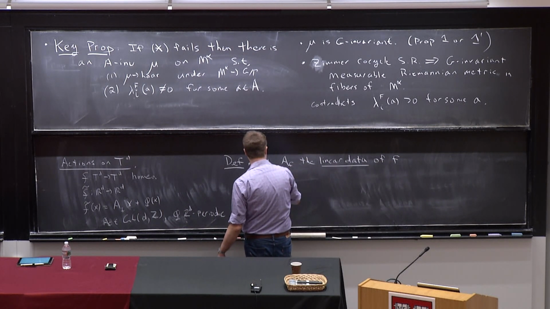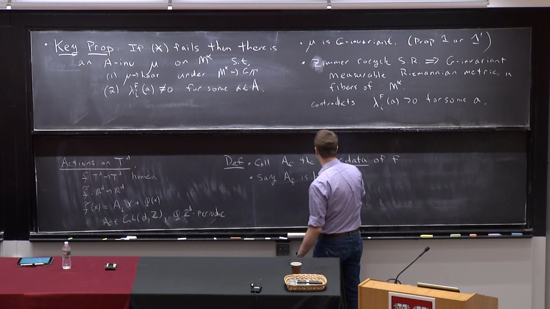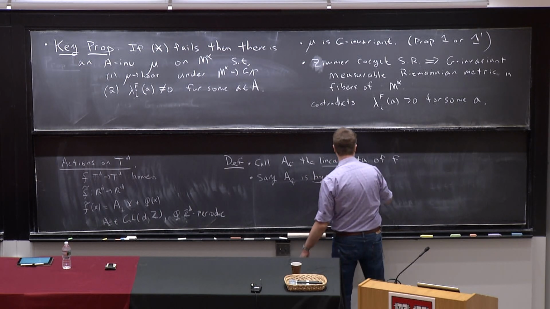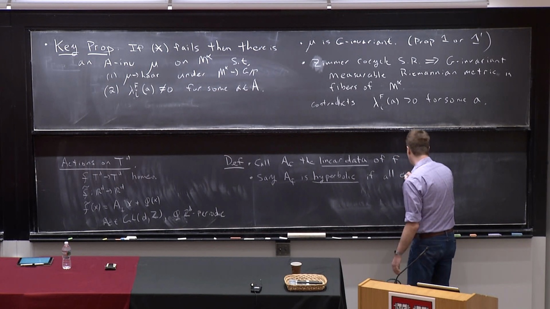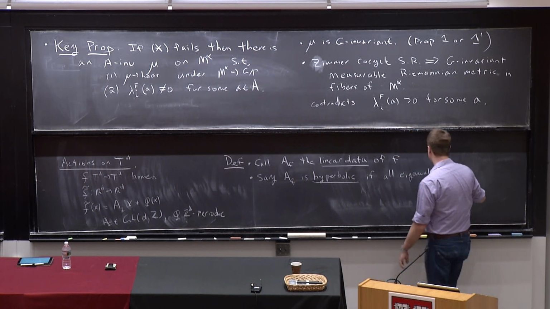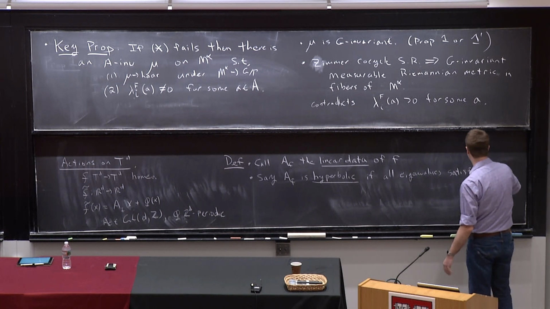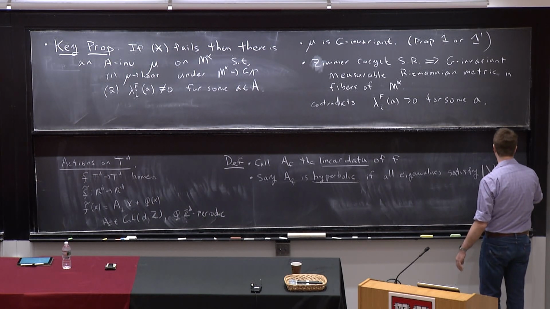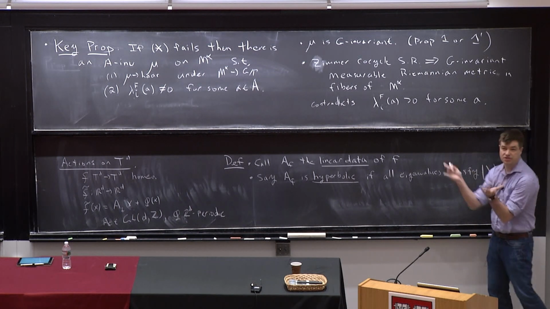I'll say that A_f is hyperbolic if all eigenvalues satisfy that the modulus of the eigenvalue is different from 1. So a matrix is hyperbolic if no eigenvalue lands on the unit circle.